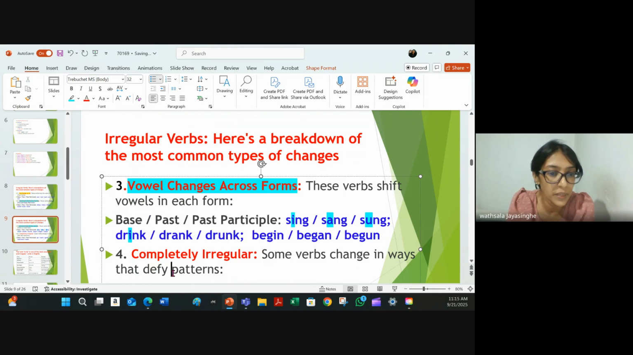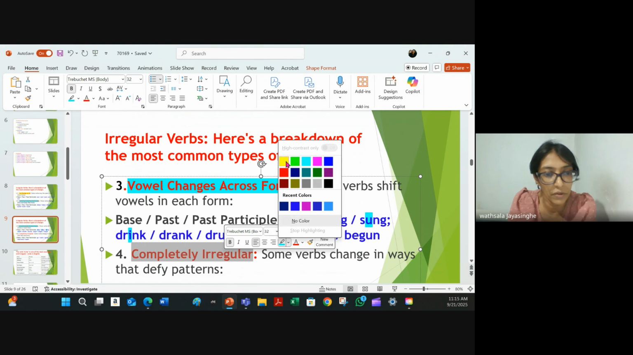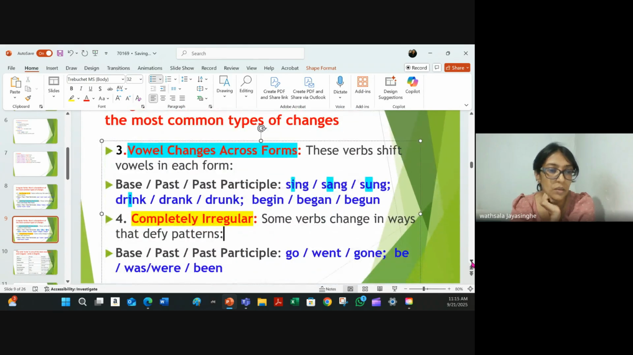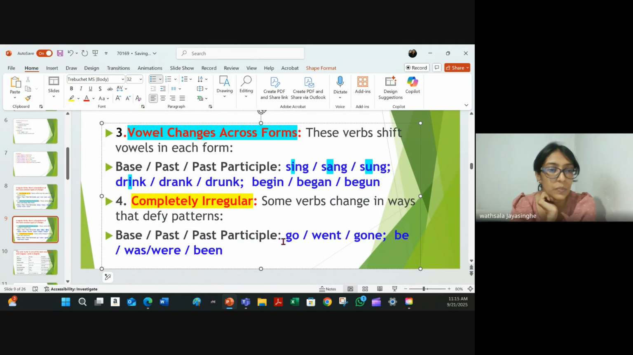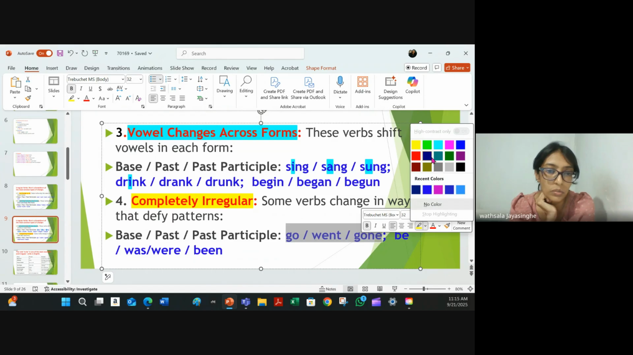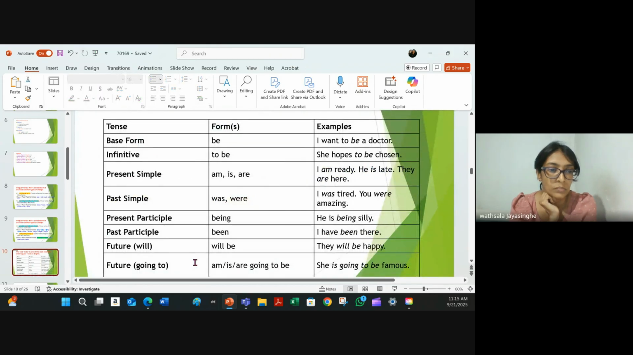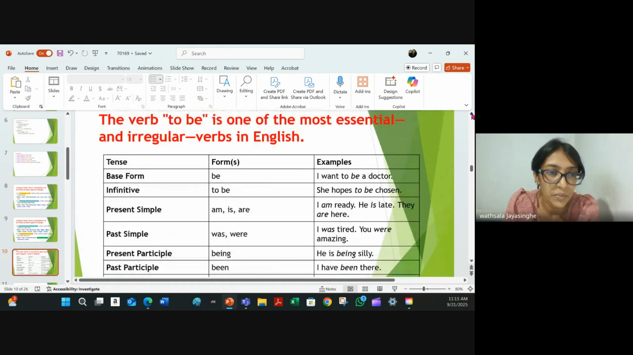Fourth one is completely irregular. Some verbs change in ways that defy patterns, in base form, past and past participle. Go, went, gone. Be, was, were, and been. Then we'll see this table.